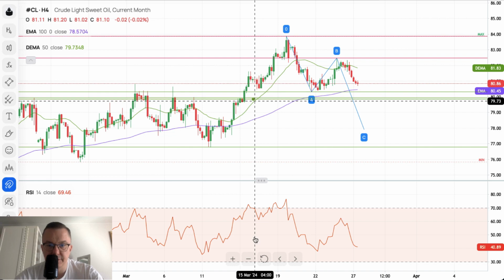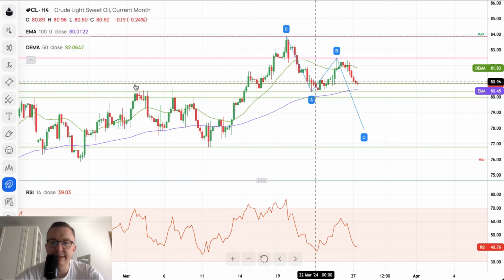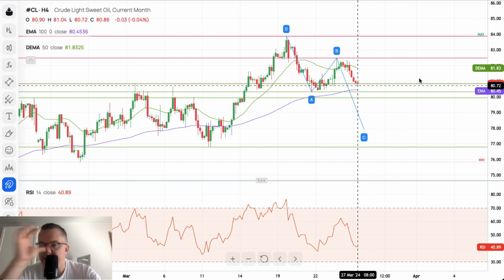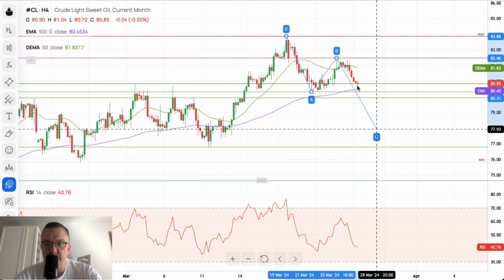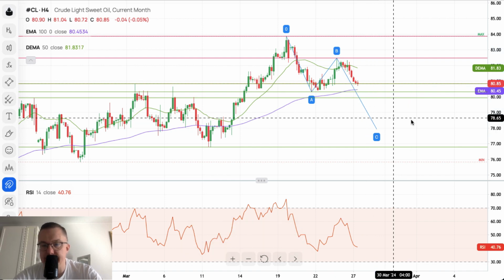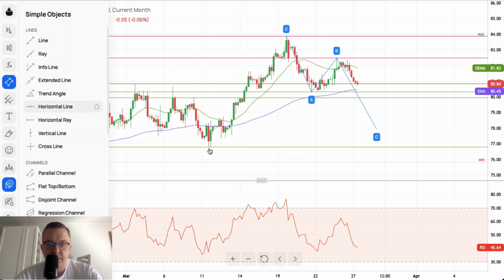Well, sorry, it went somewhere there. It's supposed to be here. It's 80.84, and we are approaching the 80.84. We are testing it right now. If we break below this level, we should expand to the downside. Most likely, this expansion will take place quite soon.